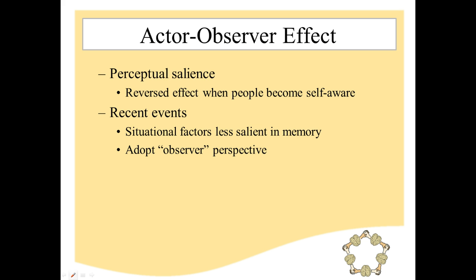And lastly, when we're explaining events from long ago, we're much more likely to make personal attributions because the situational factors are less salient in our memory. We kind of forget all those external factors that were affecting our behavior from long ago. So if something just recently occurred, then the actor-observer effect is much more likely to happen. When we think about explanations for behavior from a long time ago, we're much more likely to adopt the observer perspective.